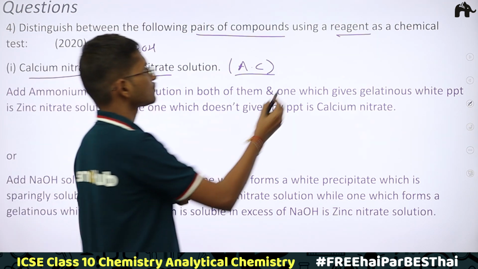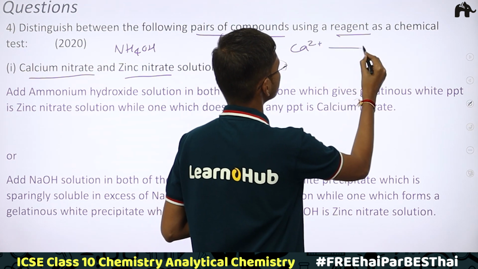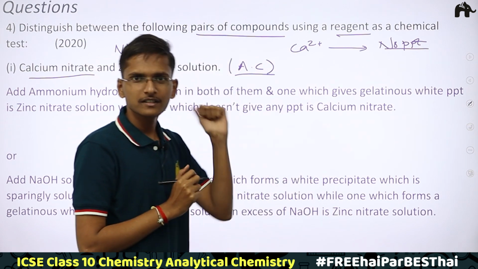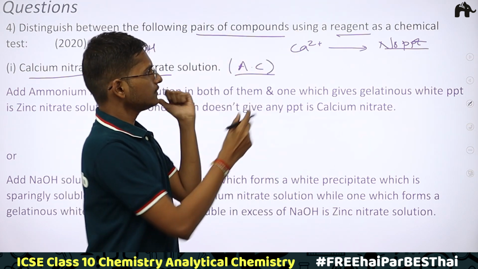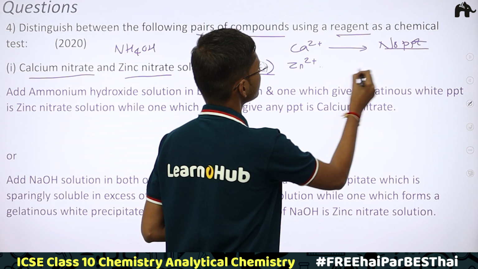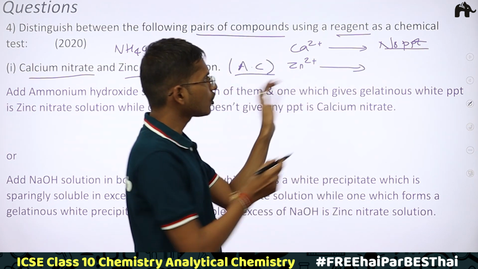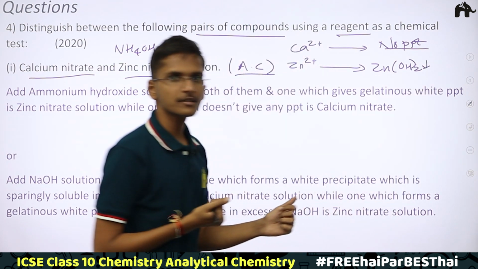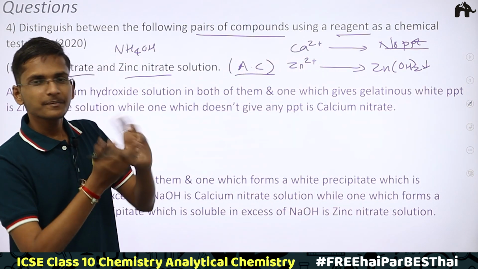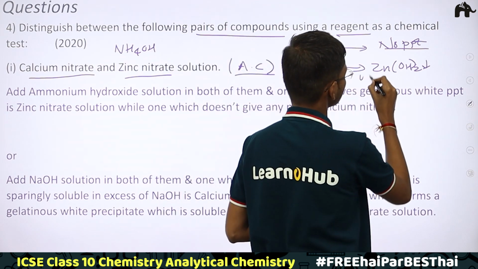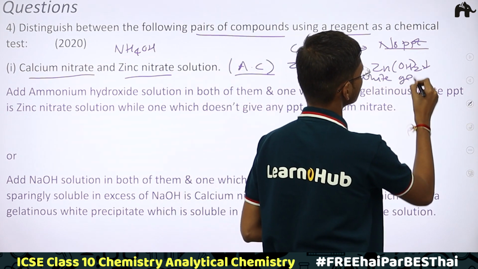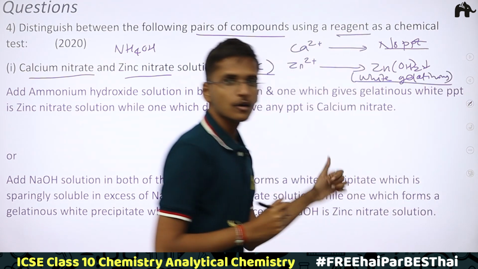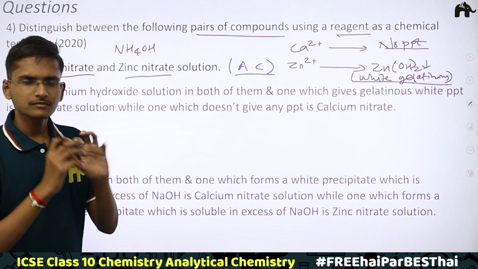Okay, let's see. So we know calcium salt, when we are treating it with ammonium hydroxide, doesn't form any precipitate, right? We have studied this in the summary itself. And zinc salt, when we are treating it with ammonium hydroxide drop by drop, we are getting a zinc hydroxide precipitate. That's it. We got the difference. Now this zinc hydroxide precipitate, how is it? We know it's white in color and it is gelatinous.